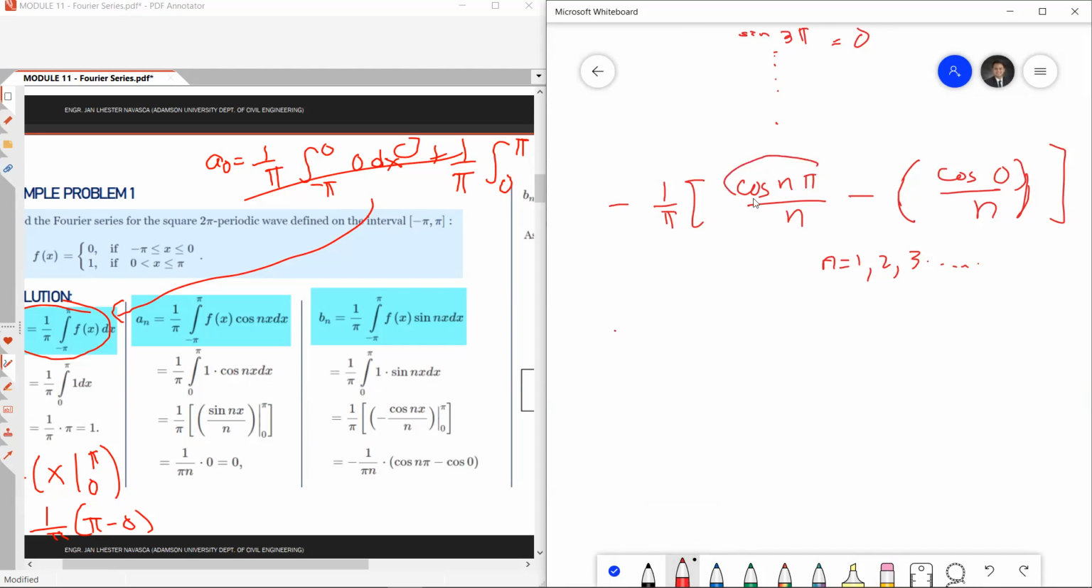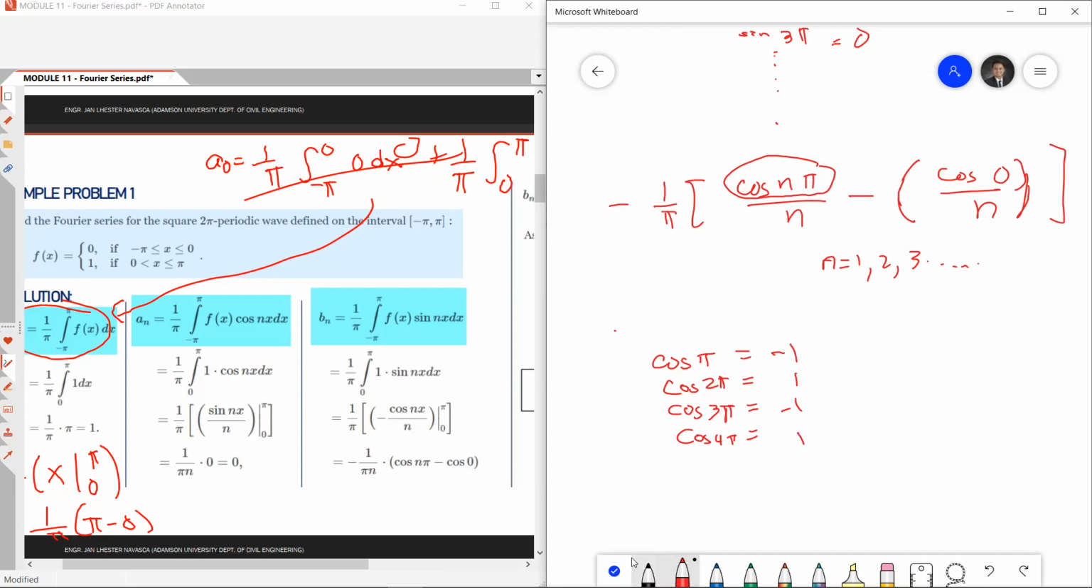Now, how about the other one, cosine of n pi? Let's say n equals 1, cosine pi. n equals 2, cosine 2 pi. n equals 3, cosine 3 pi. n equals 4, cosine 4 pi. So let's solve. What is cosine of pi? Cosine of pi is negative 1. Cosine of 2 pi is positive 1. Cosine of 3 pi is negative 1. Cosine of 4 pi is positive 1.